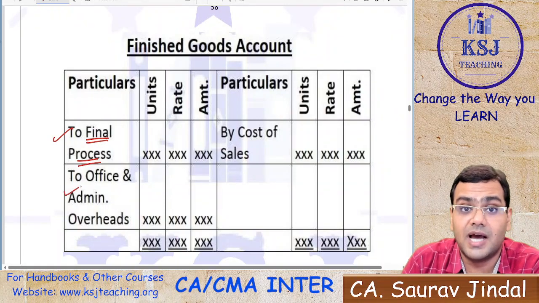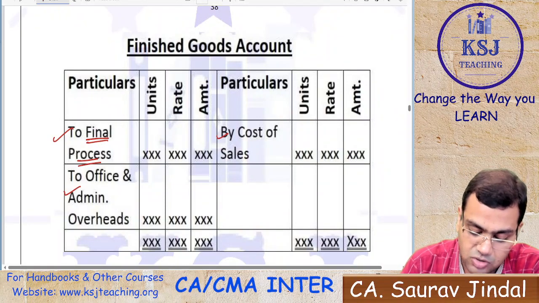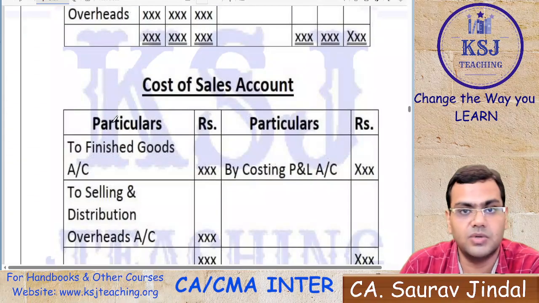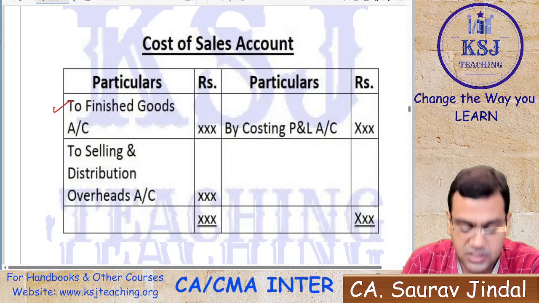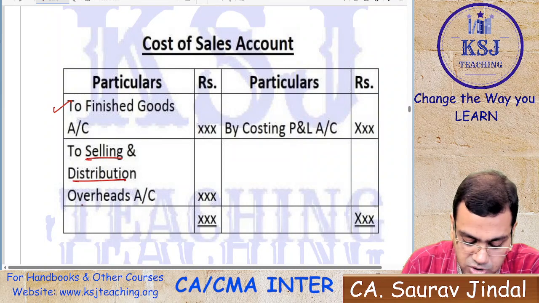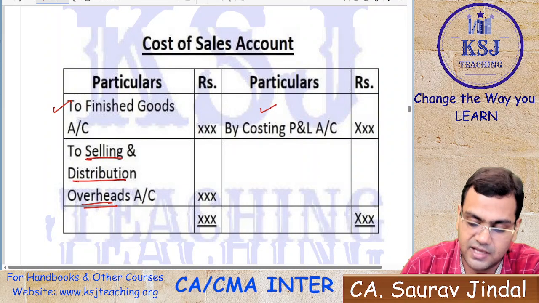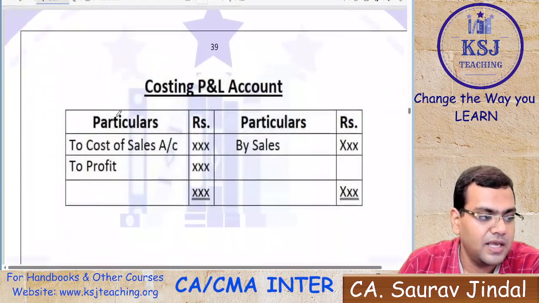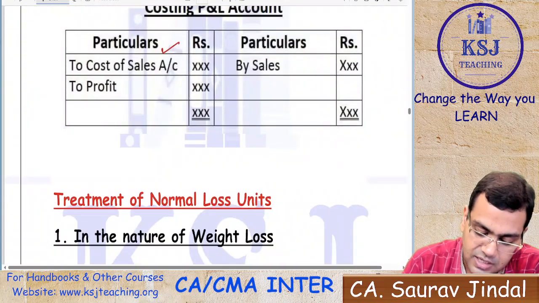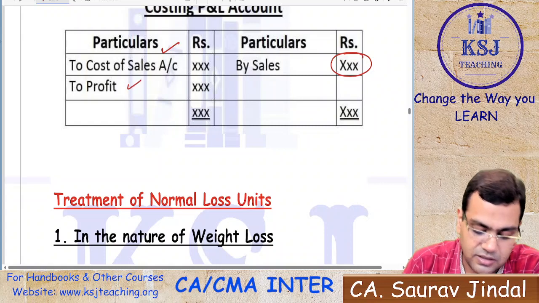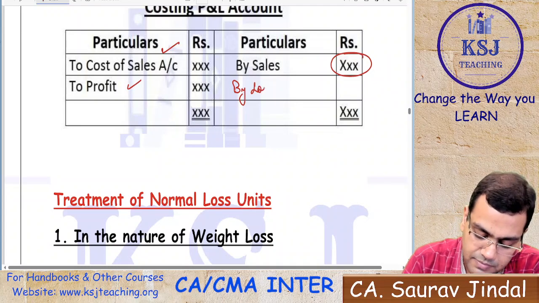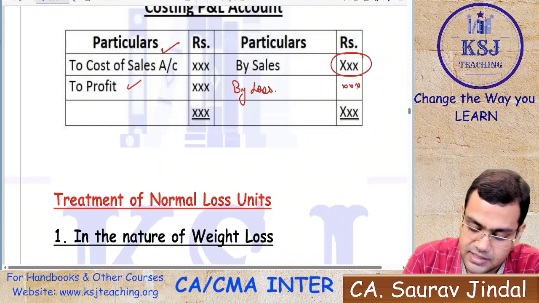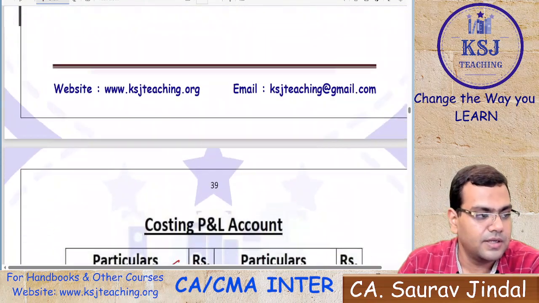Then the office and administration overheads are added to the cost of sales. The total cost will be transferred to the cost of sales account, to the finished goods account, and from finished goods, the selling and distribution overheads will be incurred, and finally it will be taken to the costing P&L. In the costing P&L, you get cost of sales, the sales, and your profit, or it can be a loss also, in case it is a loss, right?